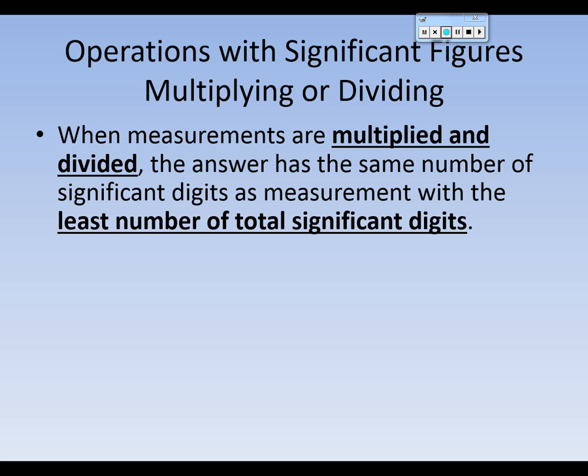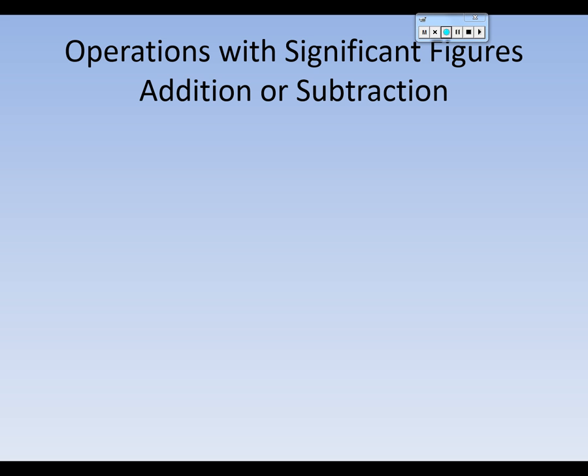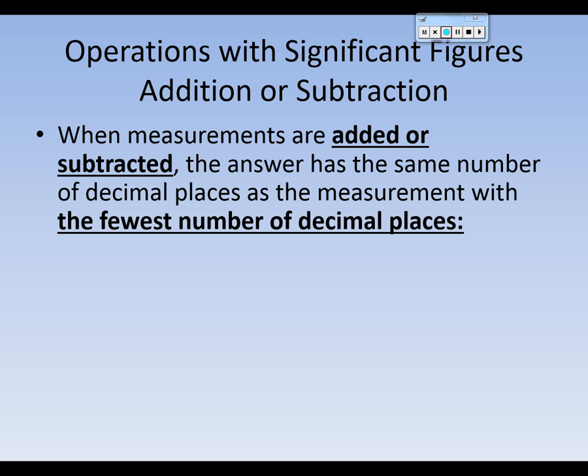However, when you are adding or subtracting, when measurements are added or subtracted, the answer has to have the same number of decimal places as the measurement with the fewest number of decimal places. So when we're multiplying or dividing, we're looking at total number of significant digits. When we're adding or subtracting, we're concerned with fewest decimal places.